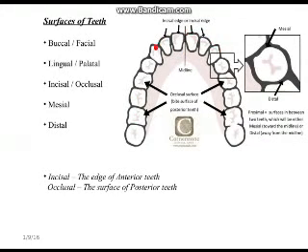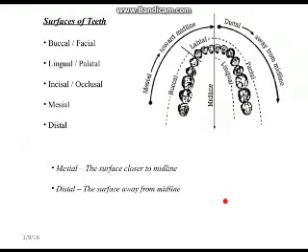So again, the outer surface of the anterior teeth is called labial, and for posterior teeth, buccal. The inside surface for the maxillary teeth is palatal, and for the mandibular teeth it's lingual. And now, for the edges and the surfaces, we have the incisal edge for anterior teeth, and the occlusal surface for posterior teeth. Good? Let's move on to the next.